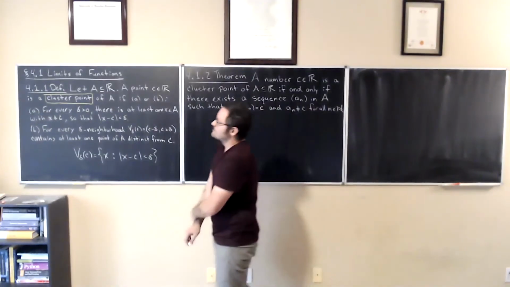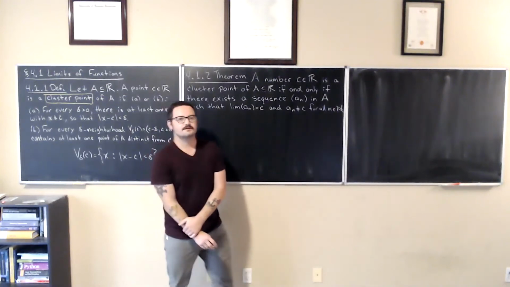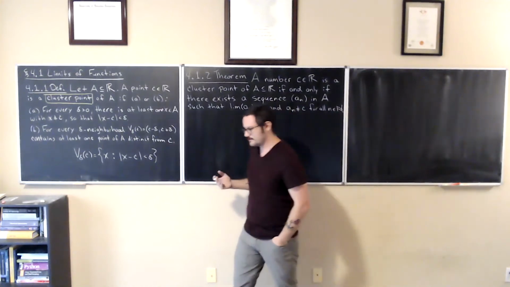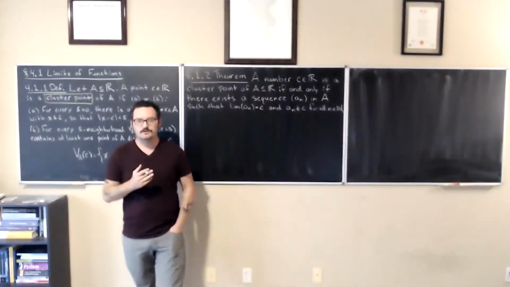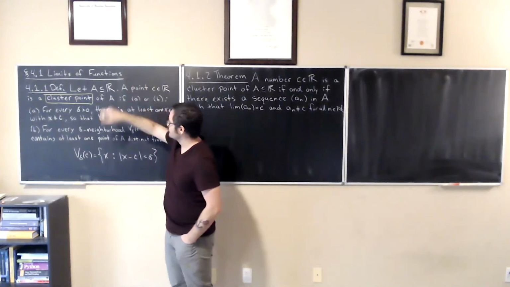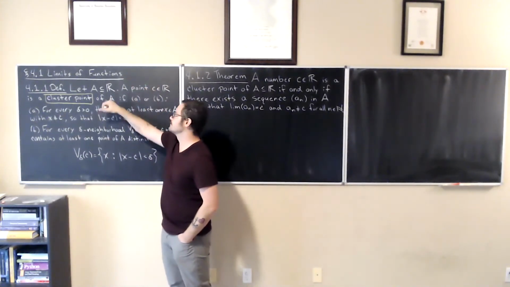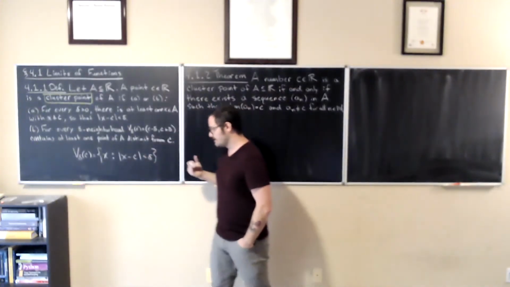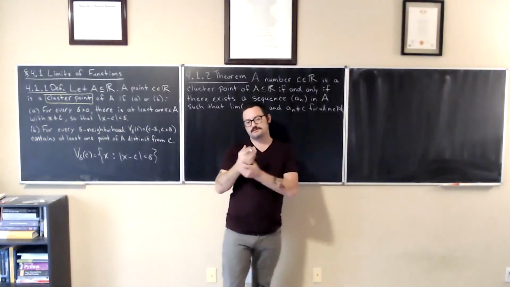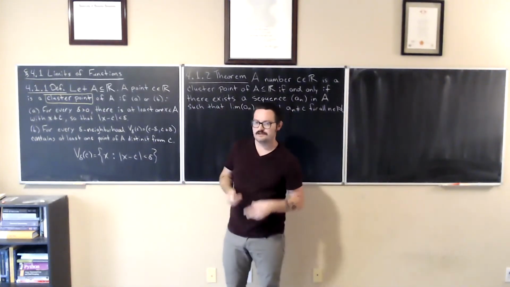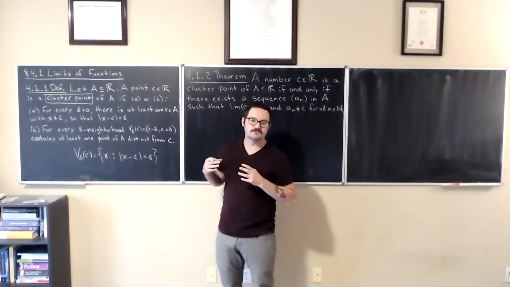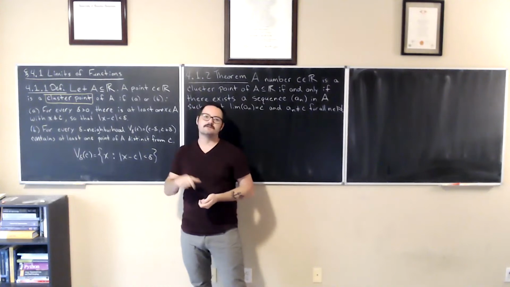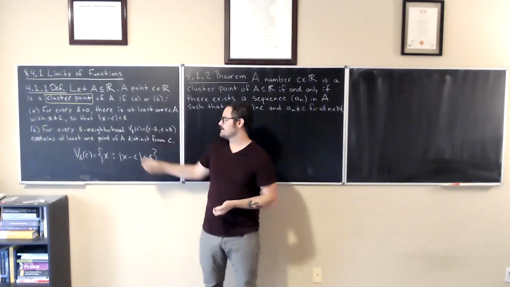Hello. So, in the previous lecture or recording, we defined a cluster point for a subset of real numbers. So recall, if you have a subset of the real numbers A, and you have a number C, then C is a cluster point of A if for any choice of positive delta, there is a neighborhood around C, or a distance around C, so that inside of that neighborhood, there's an element of A different than C.